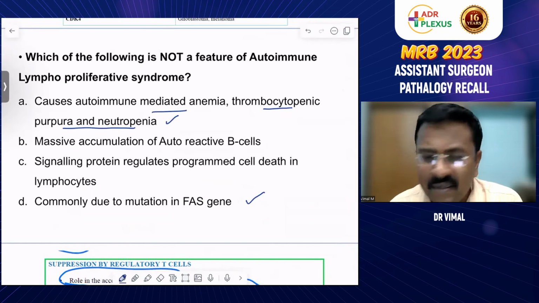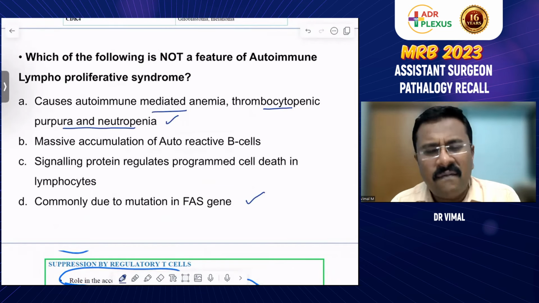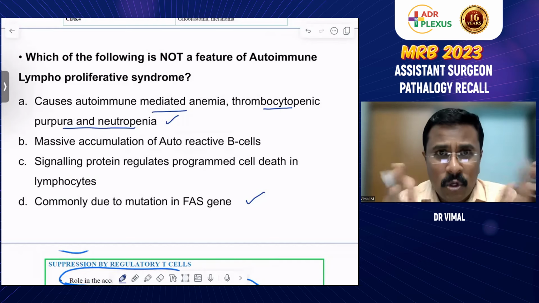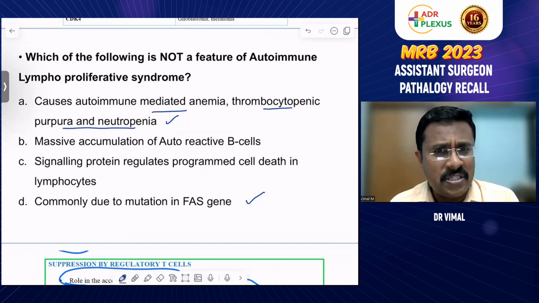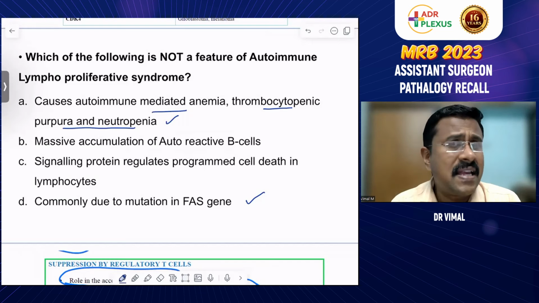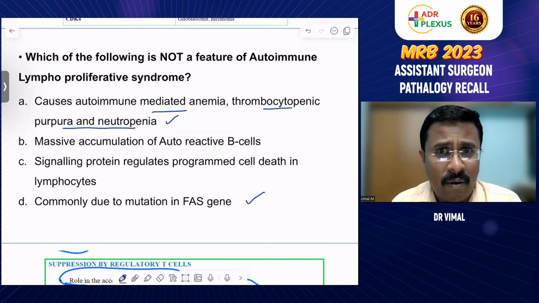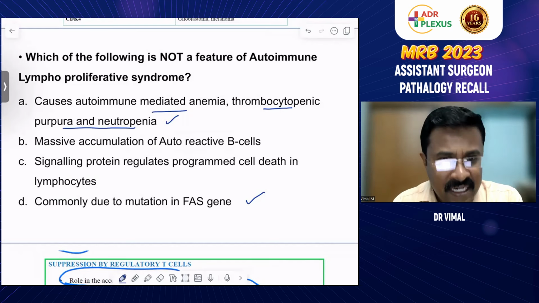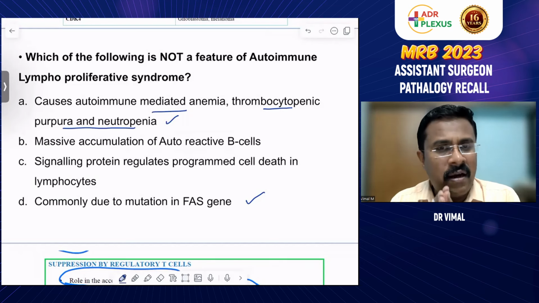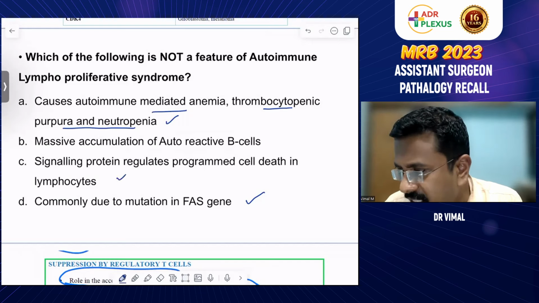And also, you can see here, due to the mutation in the FAS gene. As we all know, this FAS gene is involved in programmed cell death, that is the apoptosis. To be more specific, it is the extrinsic pathway of apoptosis, you can see here. So that is actually regulating this apoptosis. So this is also a correct answer.